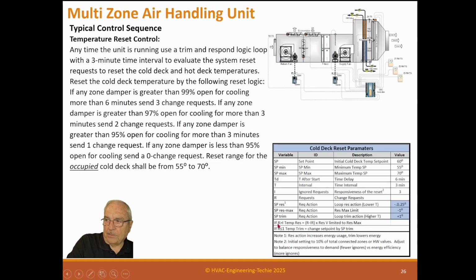So the formula is, if the requests are greater than the ignore requests, then it's R minus IR times the reset value. So again, if you had 4 net requests, because you had 7 and subtracted 3, you'd have 4. Four times 0.25 ends up being -1, which is your maximum limit. So if you had 8, it wouldn't be 2, it would be 1, because we have a limit on it. And then on the others, if you have no reset requests, then you start changing it 1 degree every 3 minutes. So that's the way we go for cooling.